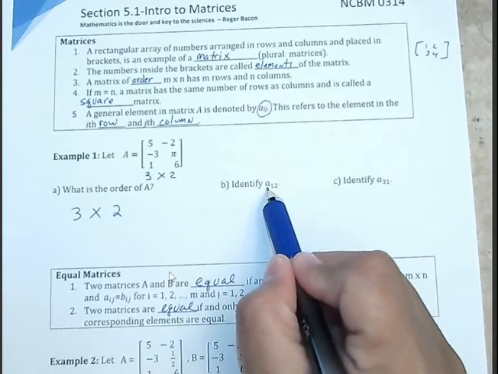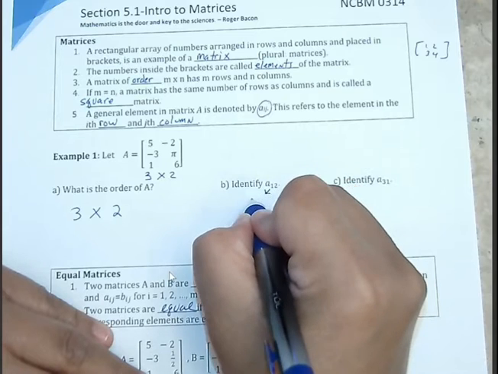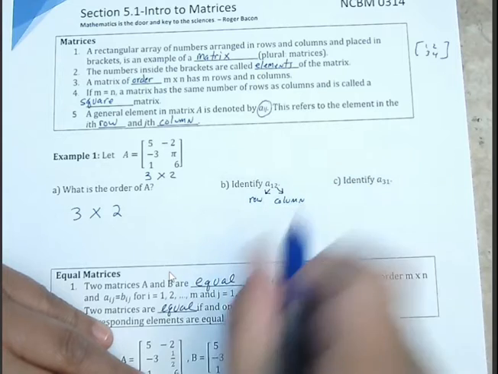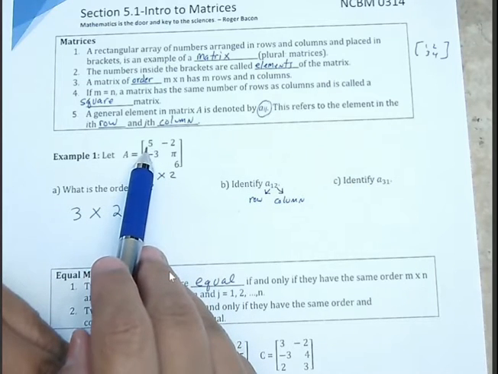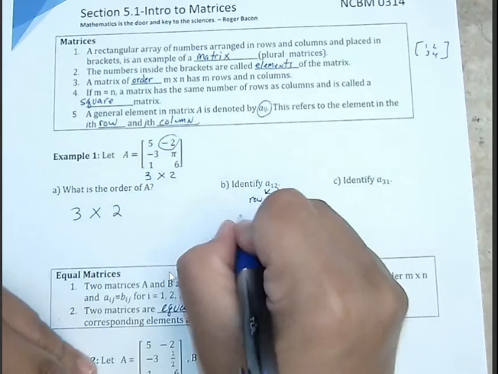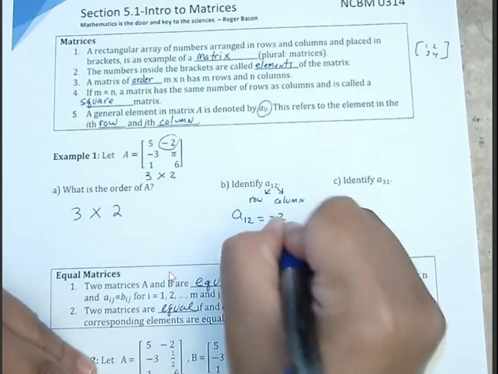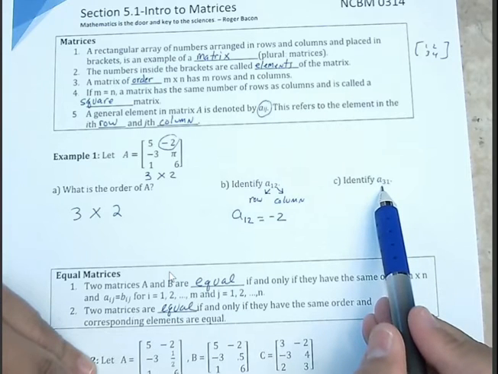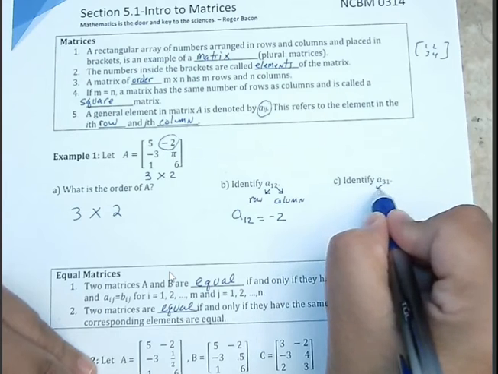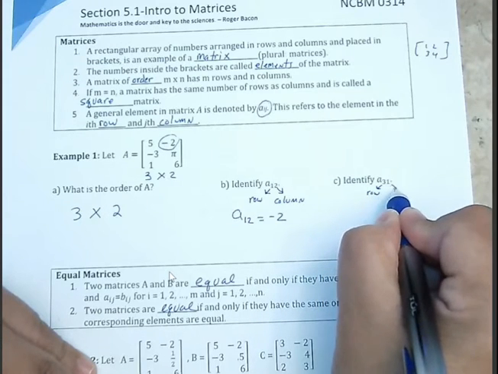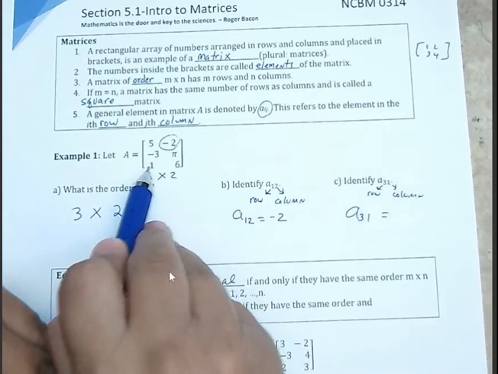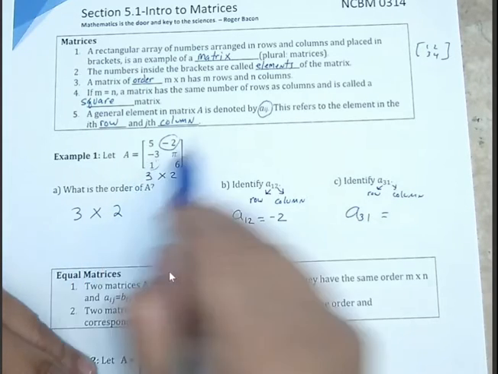Then we're asked to identify A12. The 1 represents the row and the 2 represents the column. So we go to our matrix here, we go to row 1, second column. So that number is going to be -2. Let's identify A31. So that means the third row, first column. So third row, first column is going to be this one.